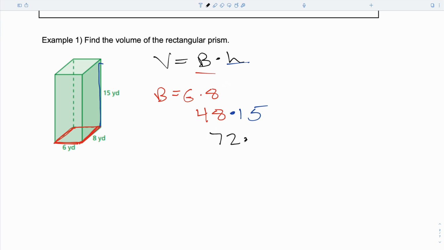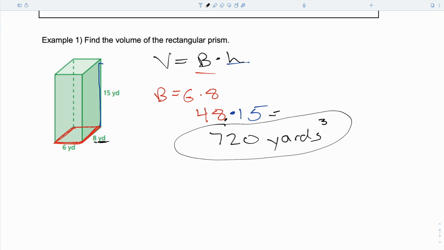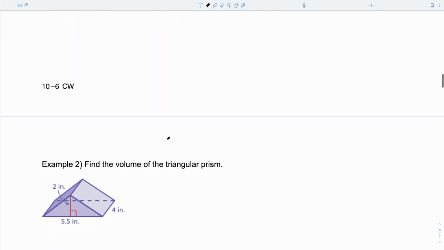What's the unit? The unit would be in yards, and every time you have volume, you put a 3. It's called cubed. Say yards cubed on 2. 1, 2. Yards cubed is how you say it. Yards cubed. 720 yards cubed is the volume of this rectangular prism.